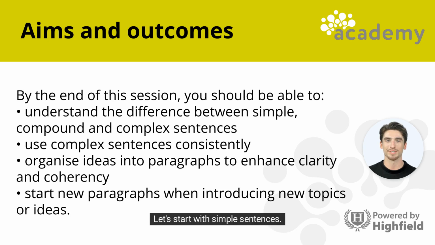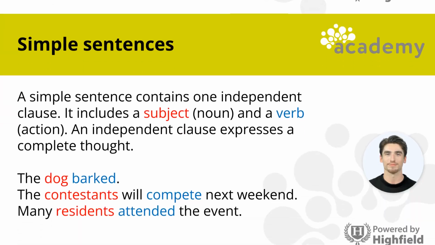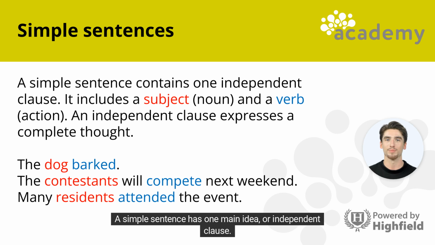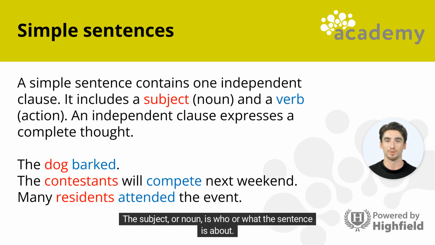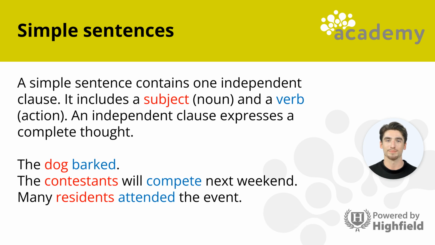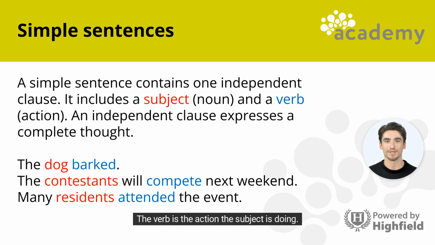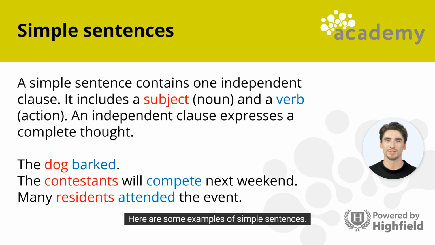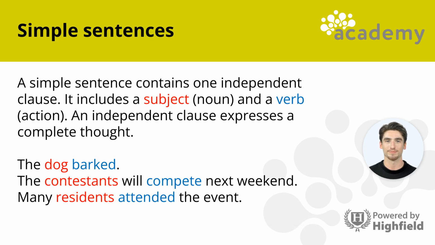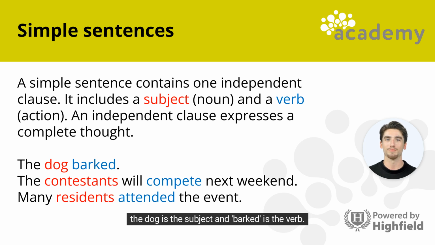Let's start with simple sentences. A simple sentence has one main idea or independent clause. It includes a subject and a verb. The subject or noun is who or what the sentence is about. The verb is the action the subject is doing. Here are some examples of simple sentences. The subjects are in red and the verbs are in blue. In the sentence, the dog barked. The dog is the subject and barked is the verb.